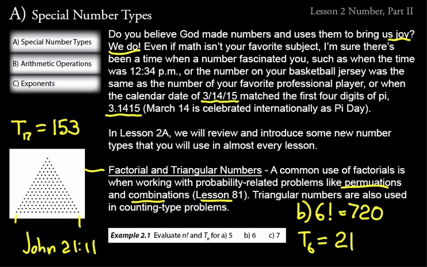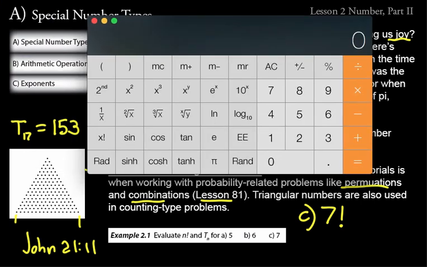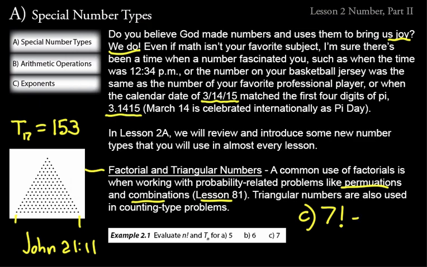Let's see if you can do C now on your own. So for C, 7 factorial and the triangular of 7. Again, we can just do that on the calculator for the factorial. 7 exclamation point, 5040 for an answer there.